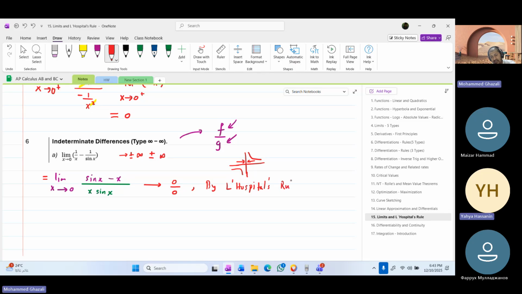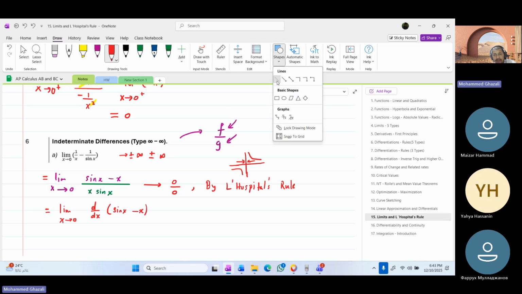Mister, will we have to remember all these rules for the exam, or will some be given to us? You have to remember all these rules. But you'll get the hang of it eventually. So you're going to say d/dx of sine x minus x divided by d/dx. Guys, be careful because we've got x in the denominator here, all right?